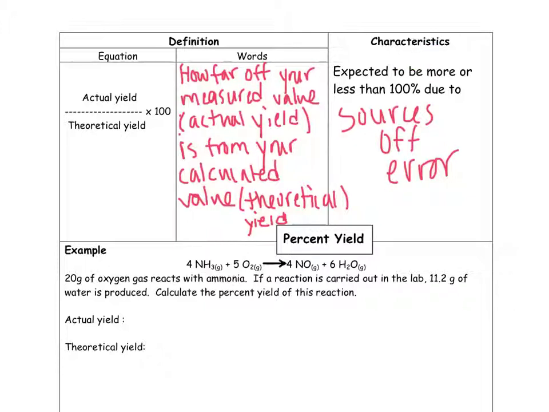Characteristics of percent error are that they are expected to be more or less than 100% due to sources of error. So when you do your lab and you actually do the reaction, I'm not going to expect that you get 100% yield because it's very common to have sources of error. It's just part of life.